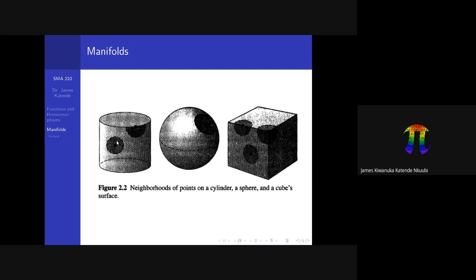Can you hear me? Yes, we can hear you, sir. You can see the mouse? Yes, we can hear you.